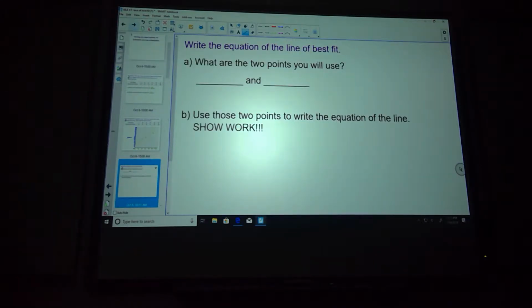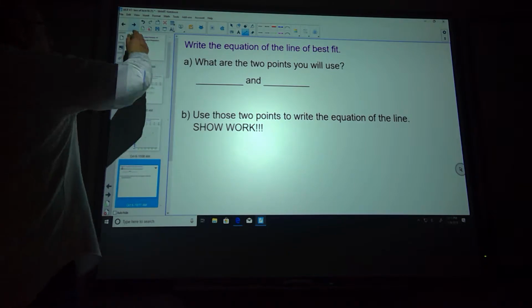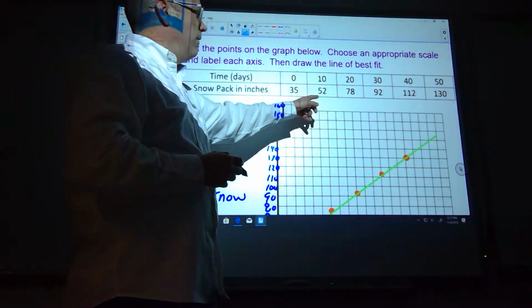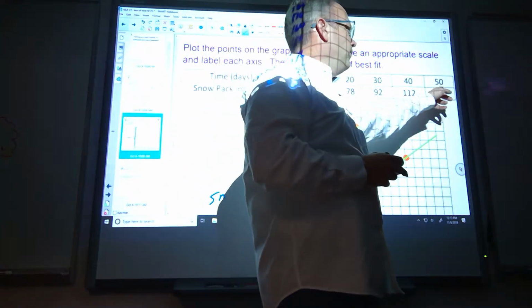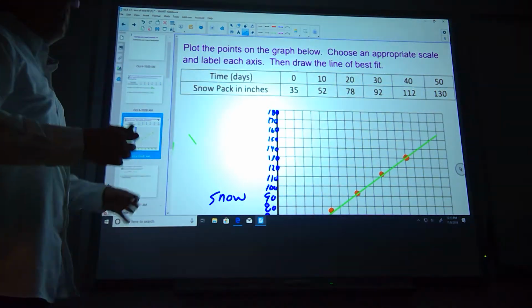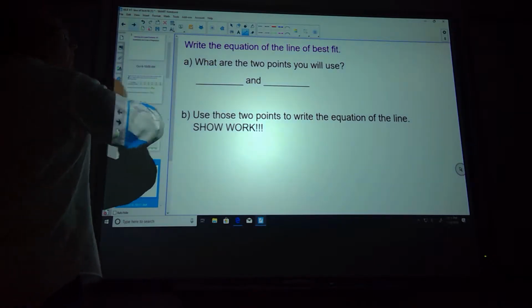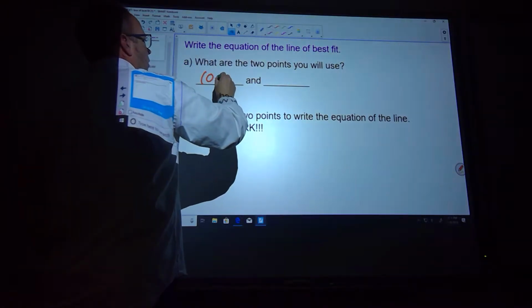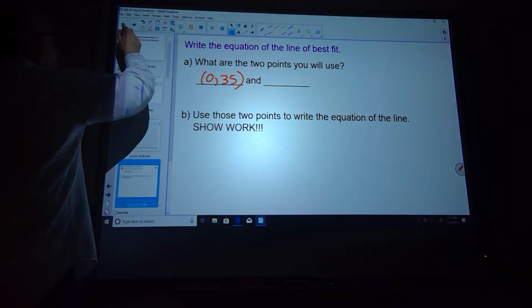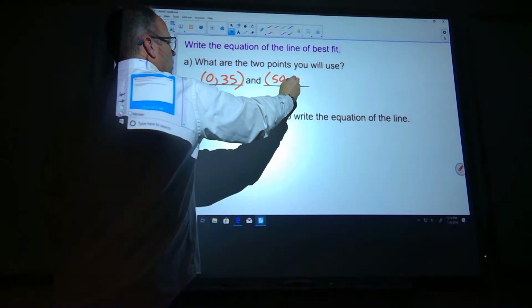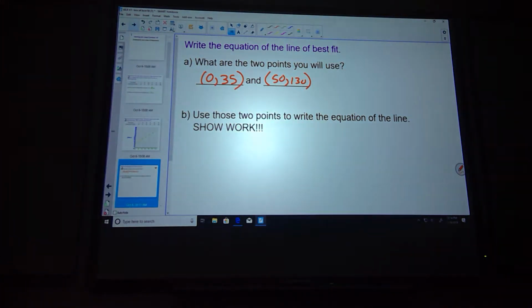All right, so what points will we use? Well, the nice thing is our points were pretty far apart. I would think 0,35 and 50,130. They're kind of far away from each other, but they both fit on our line of best fit. So maybe let's go 0,35. And what was the last part? 50, 130? What do you think? Is this okay?